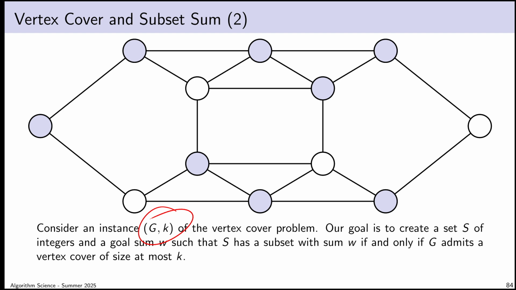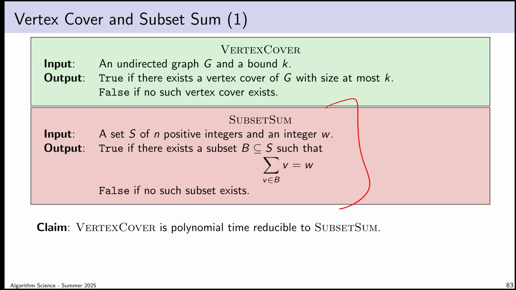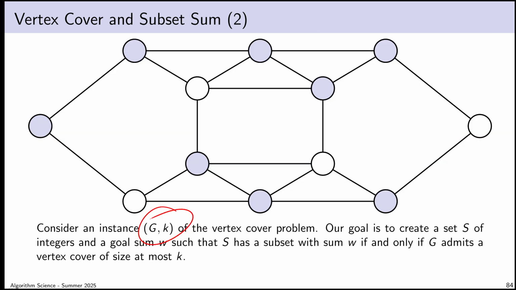The input to vertex cover is a graph G and a bound K, because we're talking about the decision problem. Because vertex cover normally is an optimization problem, to turn that into a decision problem, what I do is add a bound K, and the question becomes, is there a vertex cover of size at most K? Okay, so you give me an instance of vertex cover, G and a bound K.